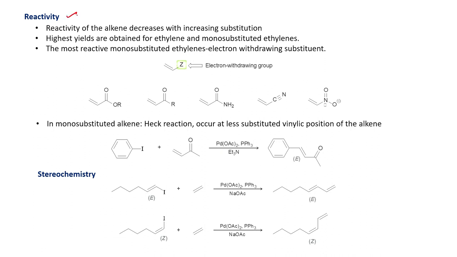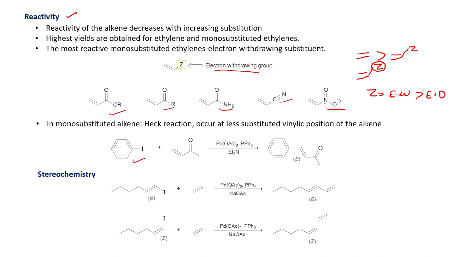When we talk about reactivity, ethylene is much more reactive than monosubstituted ethylene. So whenever you increase the substitution, the reactivity decreases. And whenever we talk about substitution, this Z, if it is an electron withdrawing group, the reactivity enhances and the yield of product increases compared to electron donating group. Your electron withdrawing group can be ester, ketone, amide, nitrile and nitro.